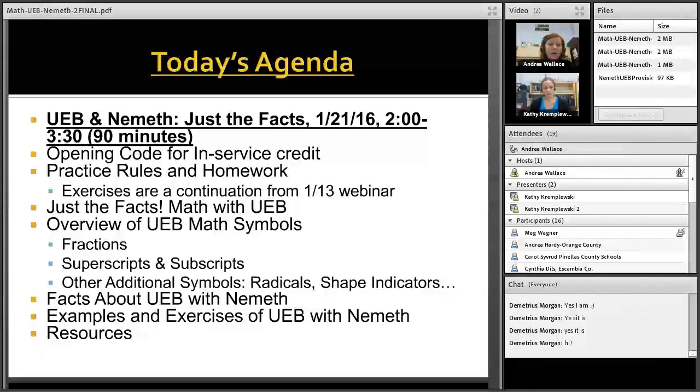Today we're going to do an overview of the UEB math symbols, in particular fractions and superscripts and subscripts, and some additional symbols such as radicals and shape indicators. Then we're going to talk about some facts about UEB and Nemeth and give you a little bit of history of why we have the two codes. And we're going to also go over some examples and exercises of UEB with Nemeth, and of course go over resources that Kathy used to create these webinars. So without further ado, I'm going to turn this over to our UEB guru, Kathy.